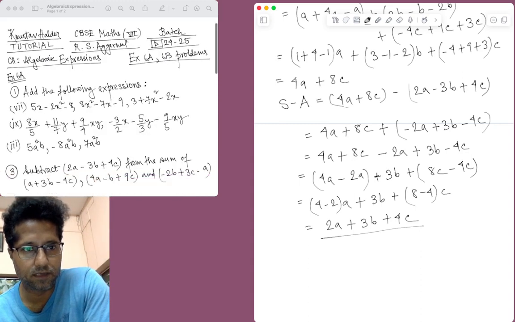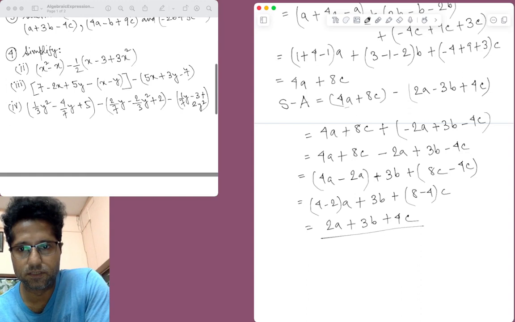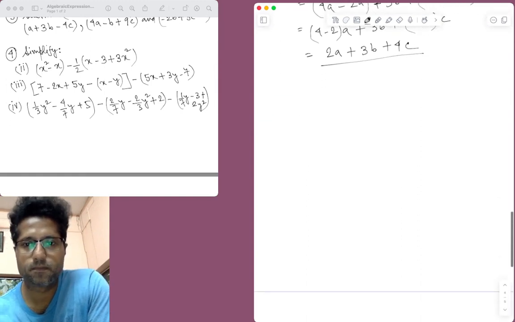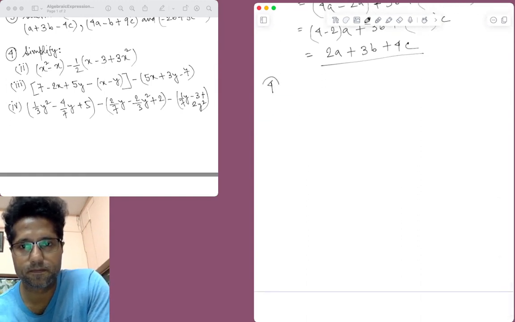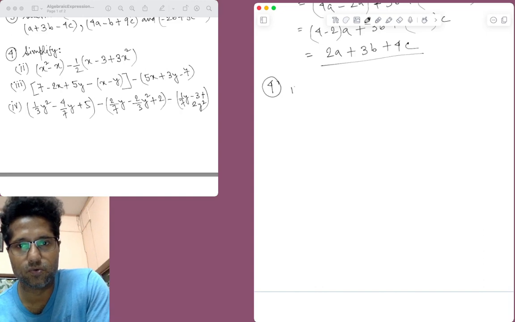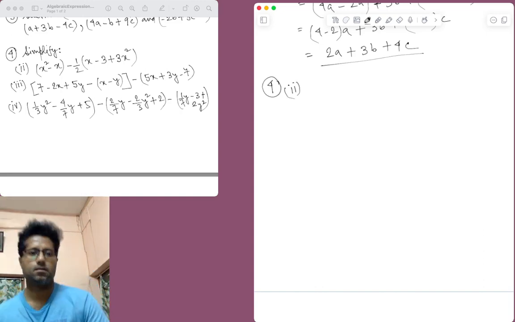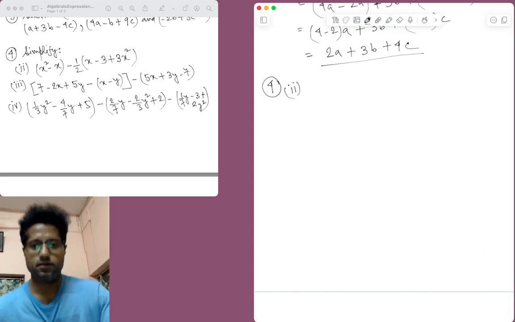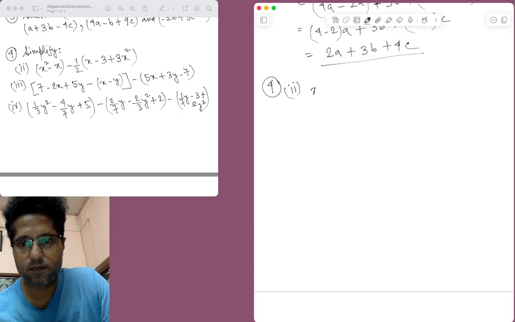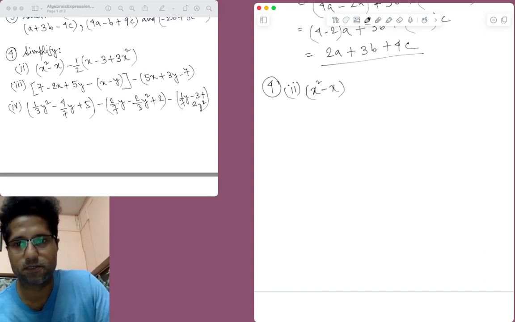We are still doing exercise 6A. Let's do question number 4, simplification problem. Let's do part 2. Part 2 is x square minus x, this is an algebraic expression, minus half x minus 3 plus 3x square.